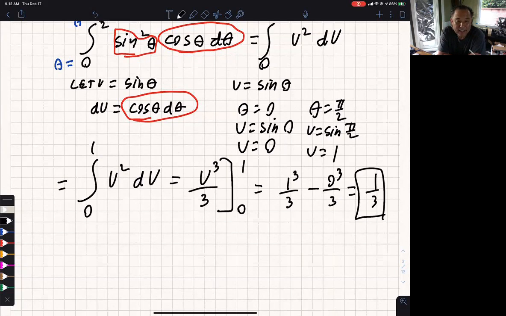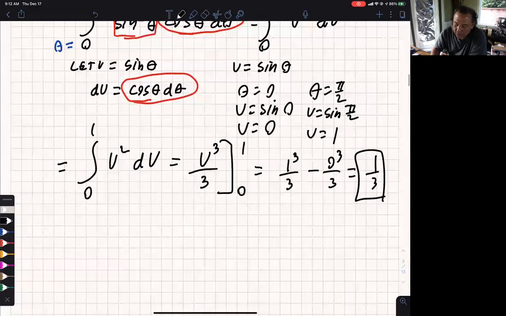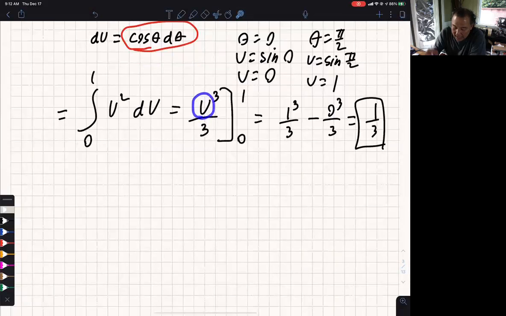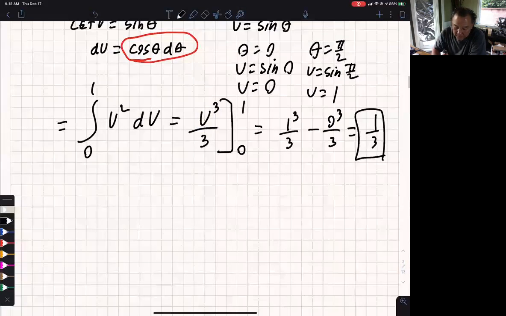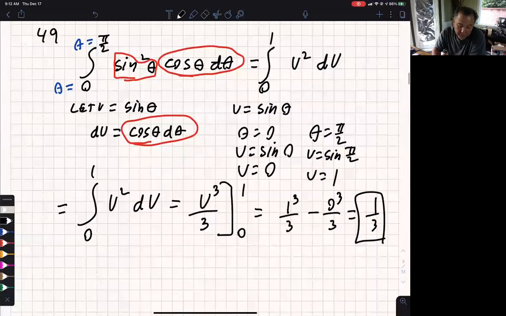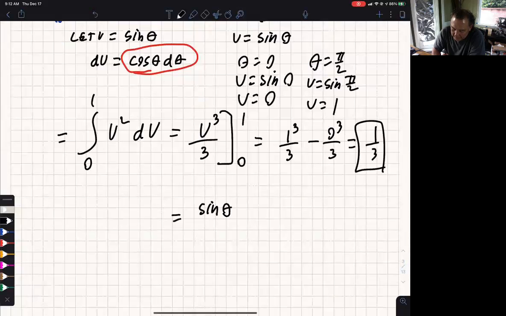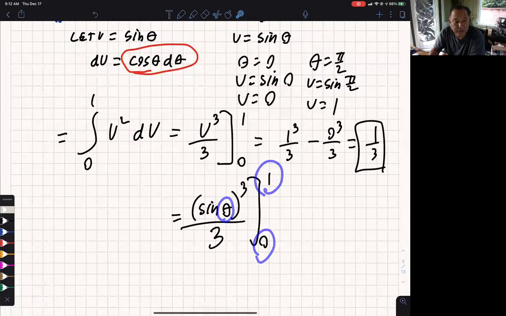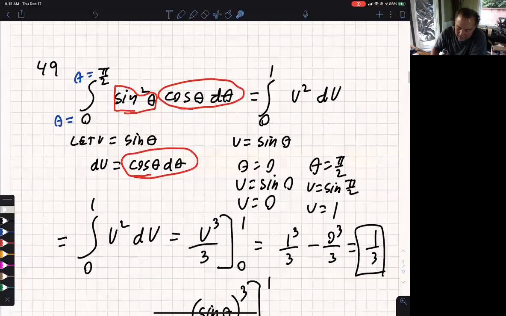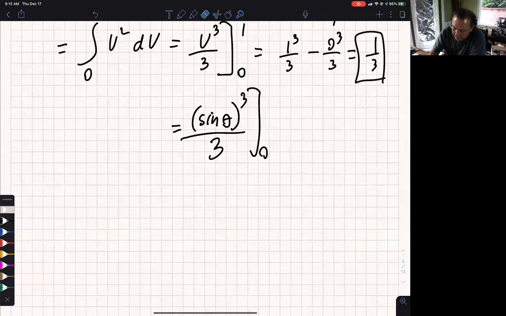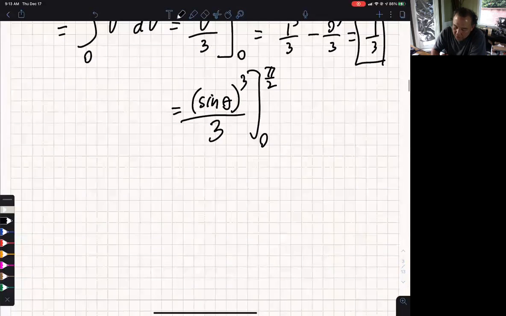Now, here's what some people do sometimes. And it drives me nuts because you're just creating extra work. I don't know why you're creating extra work. They will say, okay, now that I'm here, I'm going to replace that with u. U was sine theta. So they'll go back to sine theta. But then, oh no, that's theta. I got to change these back into thetas because they're u's. So they go back to the original 0 and pi over 2. And then plug those in.